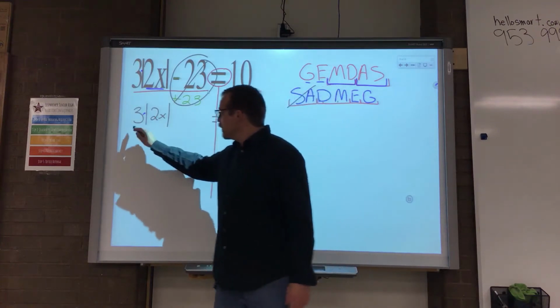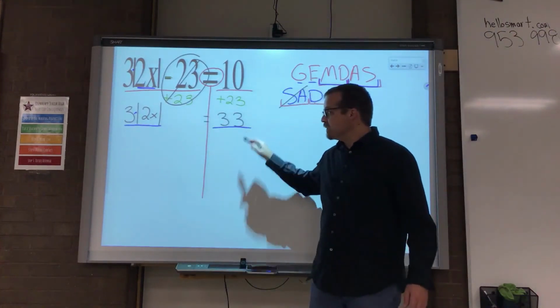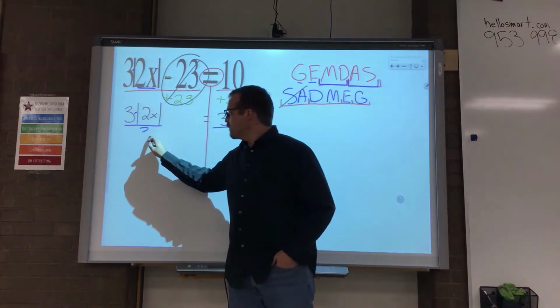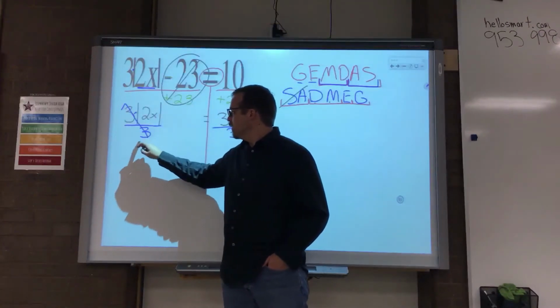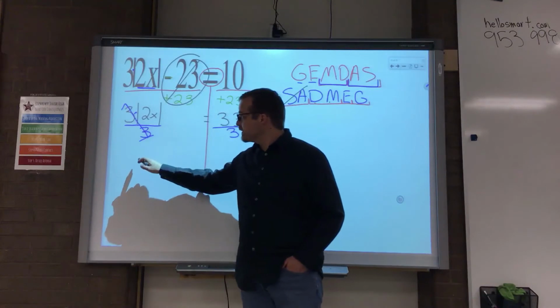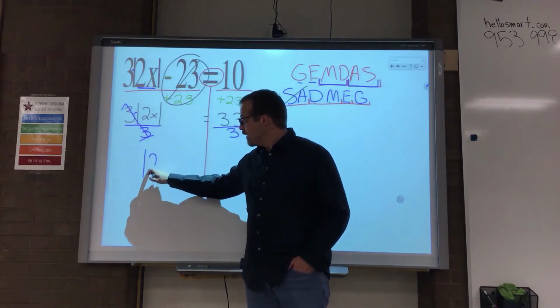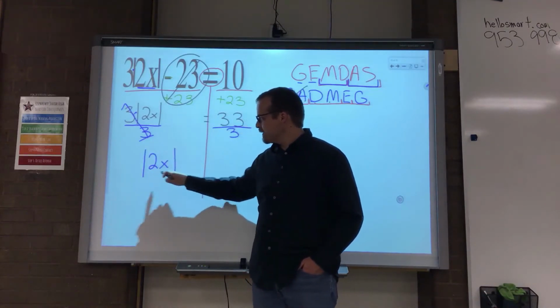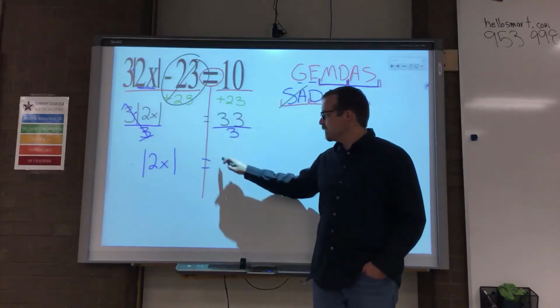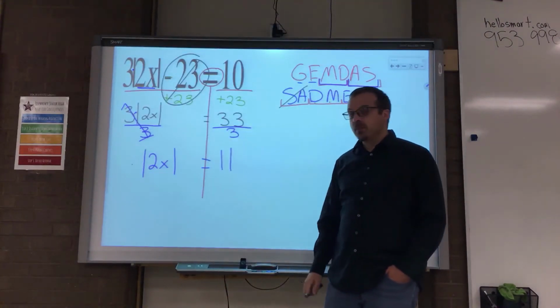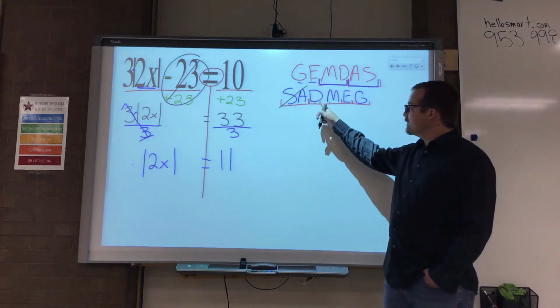We're going to divide both sides. This is the division property of equality. Divide both sides by 3. 3 divided by 3 is 1, which leaves me with just the absolute value of 2x, because I don't want to write down the 1. Yeah, we could write the 1, but then it would look funny. Equals 33 divided by 3 is 11. Okay? Now we've undone our division and multiplication.